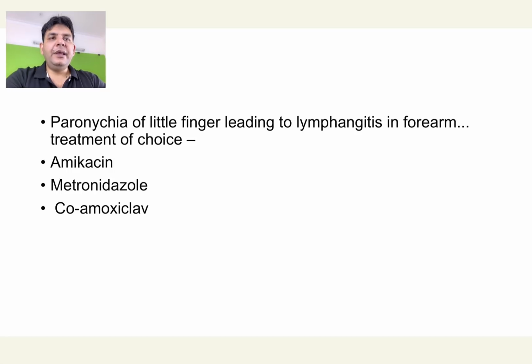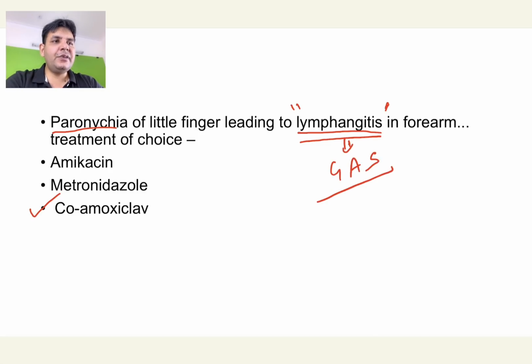Now, there was a question regarding paronychia of the little finger leading to lymphangitis in the forearm, and the treatment of choice was asked. The answer to this question, guys, is amoxiclav. Okay, and why is this the answer and what are they talking about? You know paronychia is what? It is adjacent to the nail, the tissues get inflamed, and later on this can lead to lymphangitis. Okay, you can have erythematous streaks, lymphangitis, and the only thing you need to know here is that this is commonly caused by group A strep, and group A strep is Streptococcus pyogenes. Okay, Streptococcus pyogenes, and the drug of choice for that is amoxicillin or amoxiclav. Okay, so basically the answer is this in this particular one.